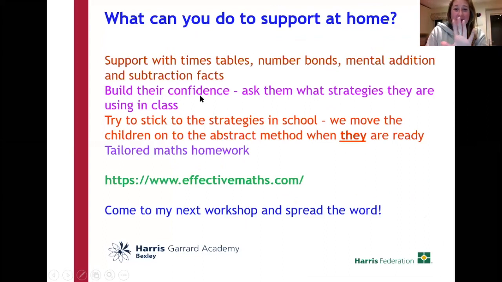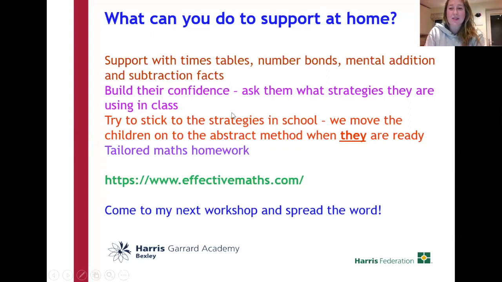I'm nearly there, I promise. I know I've talked to you for, oh my goodness, nearly an hour. So what can you do to support at home? Support with times tables, including the 0 times table, number bonds, addition and subtraction facts. Just knowing them off by heart would be so helpful. Build their confidence. Ask them what strategies they're using.